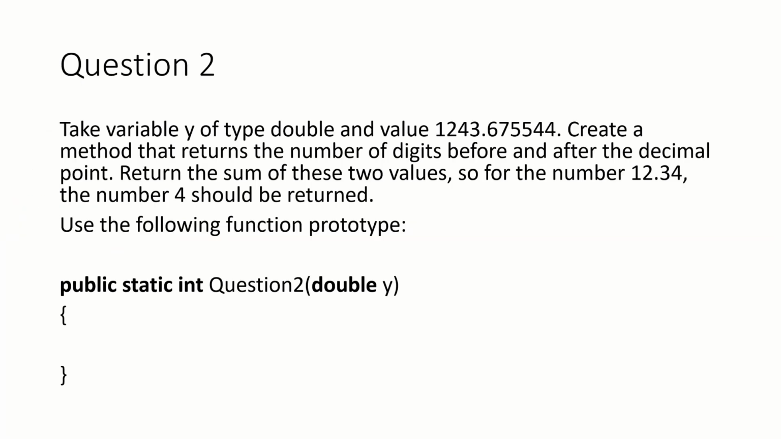Right, so question 2: take a variable y of type double and value 1243.675544. Create a method that returns the number of digits before and after the decimal point and return the sum of these two values. So the sum of the number of digits before the decimal point and the number of digits after the decimal point. You're going to be adding those two together. So for the example 12.34, the number 4 should be returned, and our constructor is given below. So give that a go, and I'll see you in Eclipse.